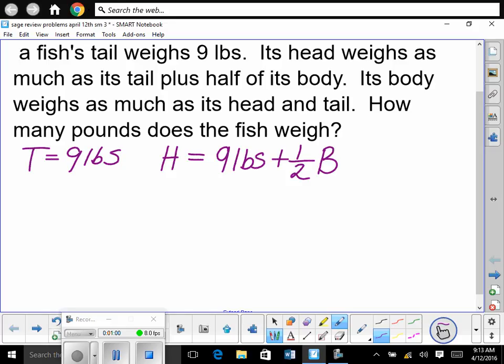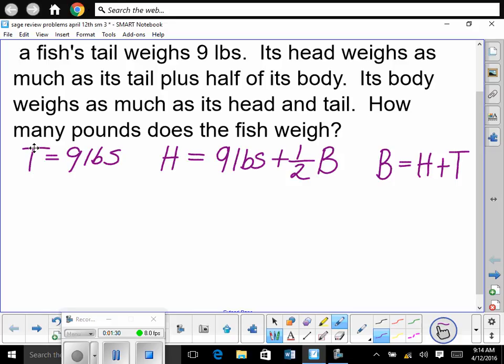Now it's giving us more information in the next sentence. Its body weighs as much as its head and tail. So the body weighs as much as its head and tail, so the head plus the tail, right? Does everybody understand that? Okay. So now it says, how many pounds does the fish weigh? So we're just going to use these to solve for each variable, basically.